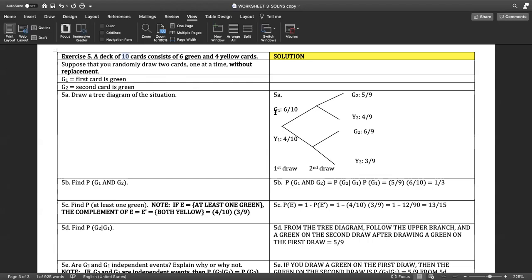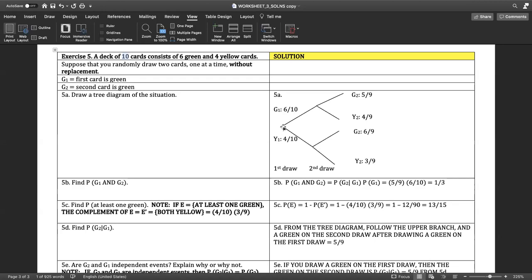Okay, so we either pick a green card on the first draw, and the probability of picking a green card on the first draw is 6/10. Now, on the second draw, you either get green or yellow. Now, what's the probability of a green card on the second draw?